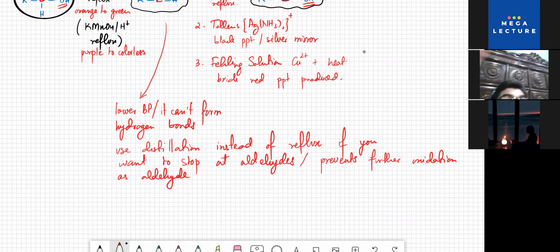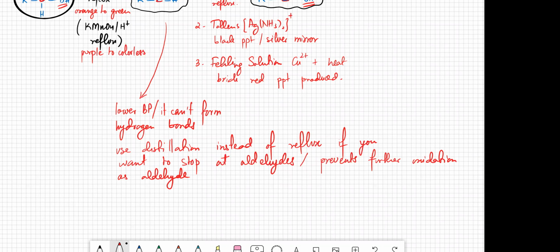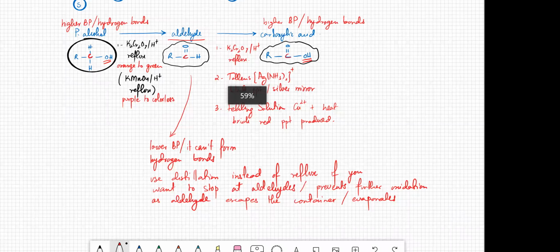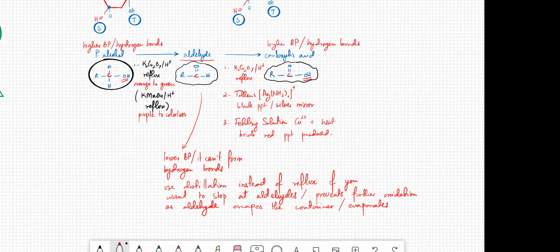So your aldehyde eventually escapes the container, evaporates, and you simply remove it. So no further oxidation happens for an aldehyde if you use distillation instead of reflux. So remember to use distillation if you want to stop at an aldehyde.